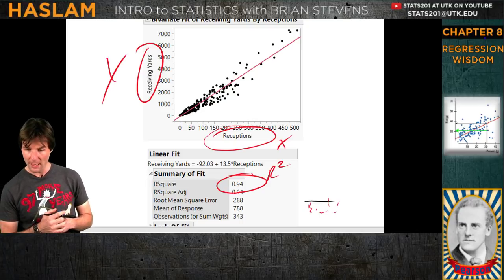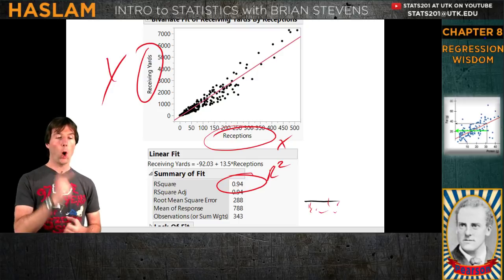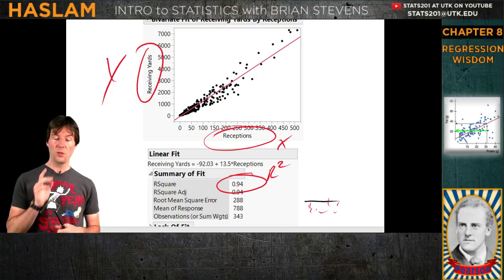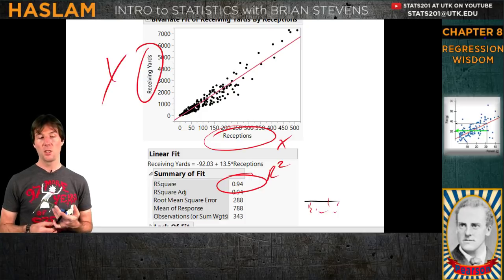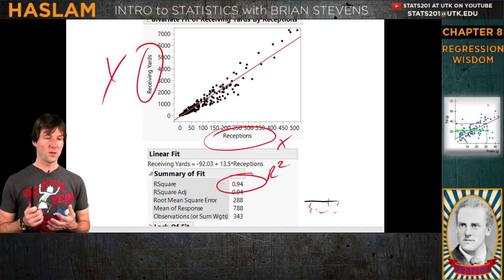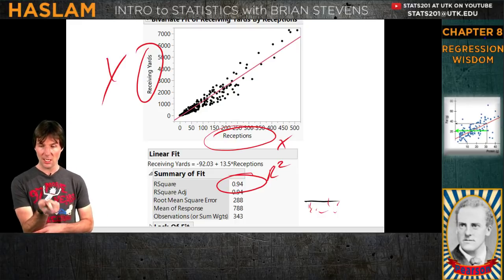Are we able to write y hat instead of other words? I would try to do it in context, especially if it says in context, always give the context. This question you would not want to answer 94% of the variation in y is explained by the variation in x. You'd want to say 94% of the variation in receiving yards is explained by the variation in receptions. And we've got the answers in the chat too.